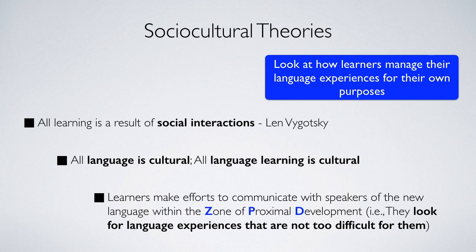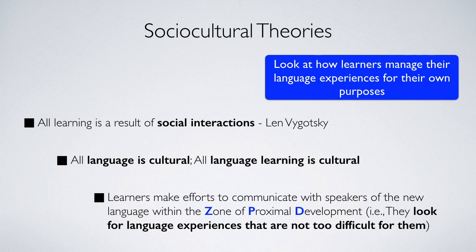Now, a name you need to remember here is that of Russian psychologist Lev Vygotsky. Vygotsky stressed that all learning is the result of social interactions. This is important in the sociocultural theories, where the way of thinking is that 1. All language is cultural, and 2. All language learning is cultural.